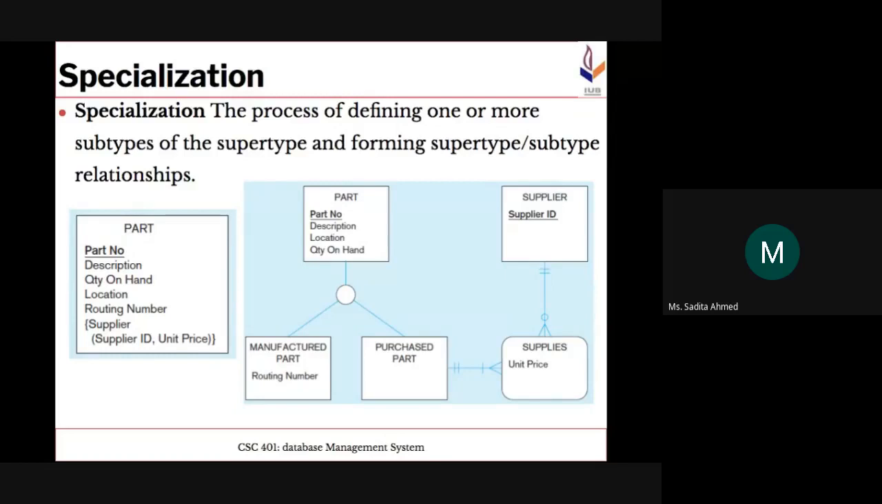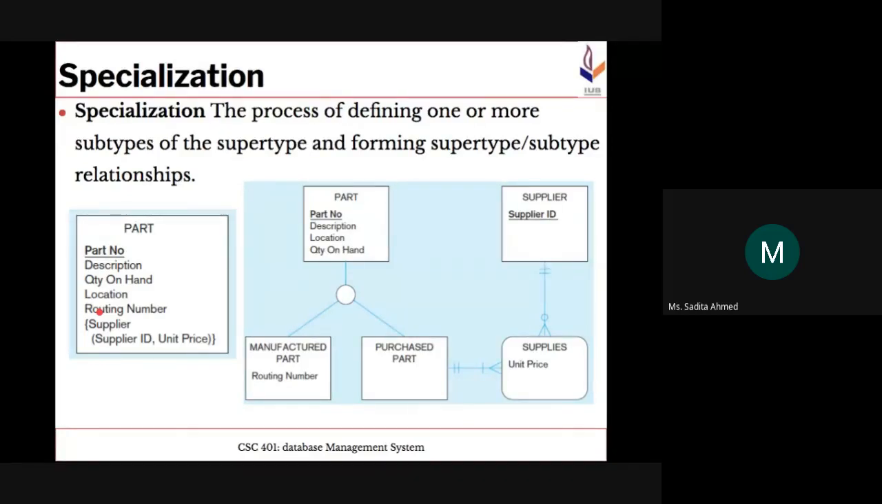So basically, those parts which were manufactured within the factory will have a value for routing number, while the parts which are supplied by a supplier will have supplier ID and unit price. However, manufactured parts will not have any value for supplier ID and unit price, and supplied parts will not have any value for routing number.